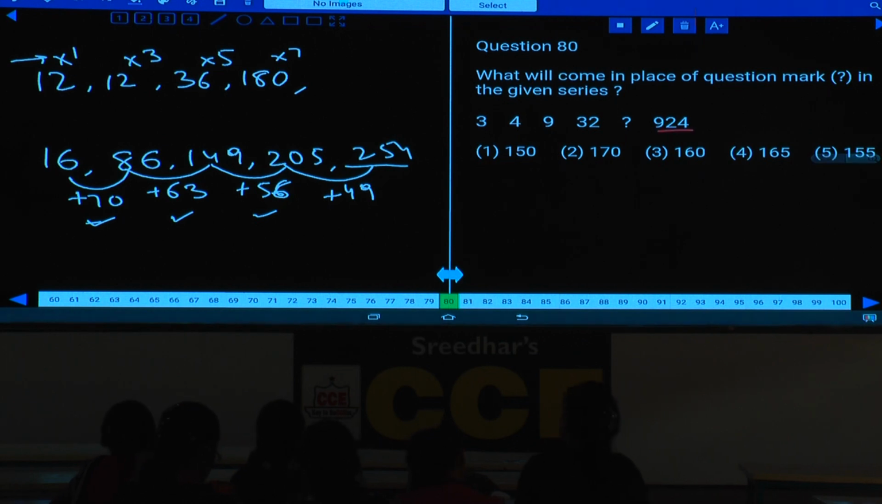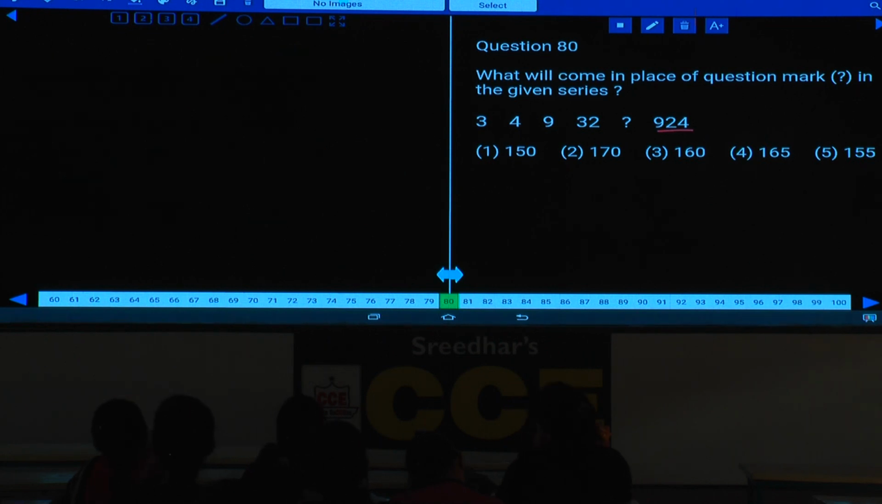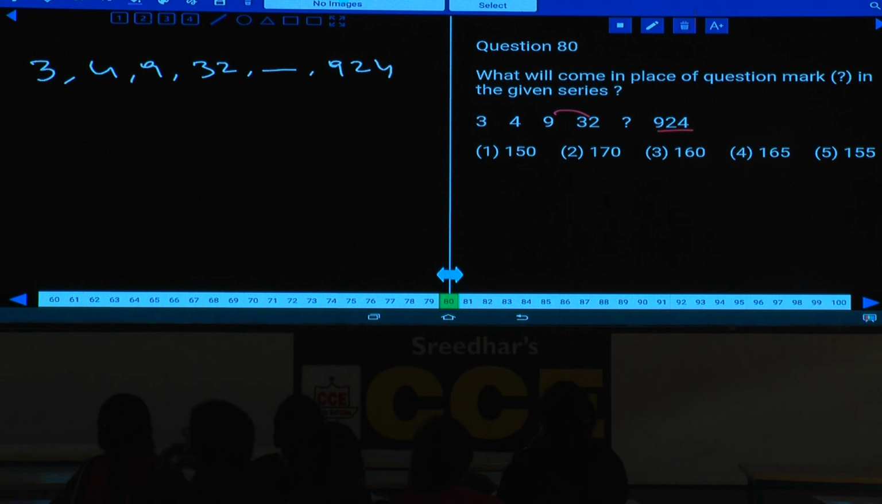As the numbers are increasing at a very fast rate, it must be under multiplication or combination. 3 and 4 cannot be related in multiplication, hence it must be under combination, isn't it? Then how to express this one? Write 3, 4, 9, 32, blank, 924. In the case of combination we should always check out the highest pair. Here before the highest pair there is a blank, hence I cannot relate these two, so I am relating the next highest numbers 9 and 32.